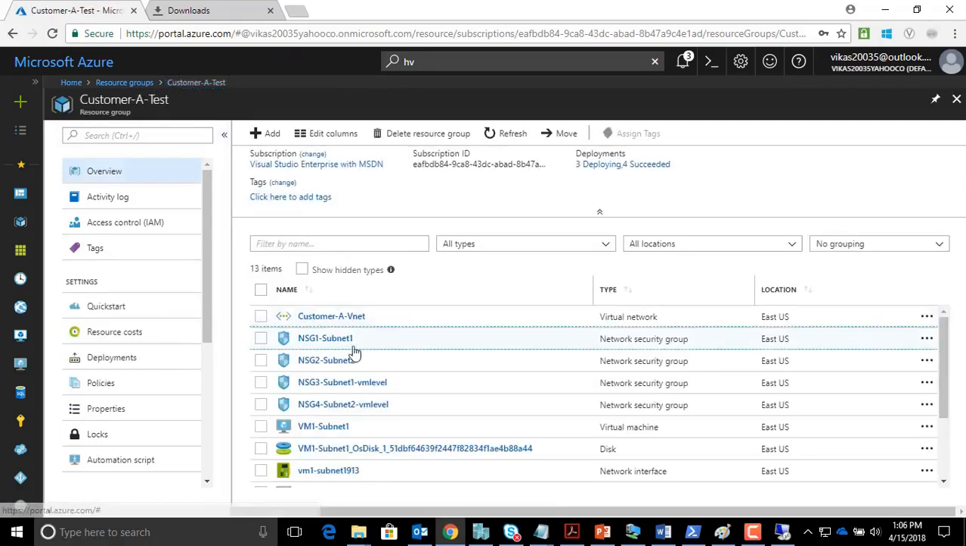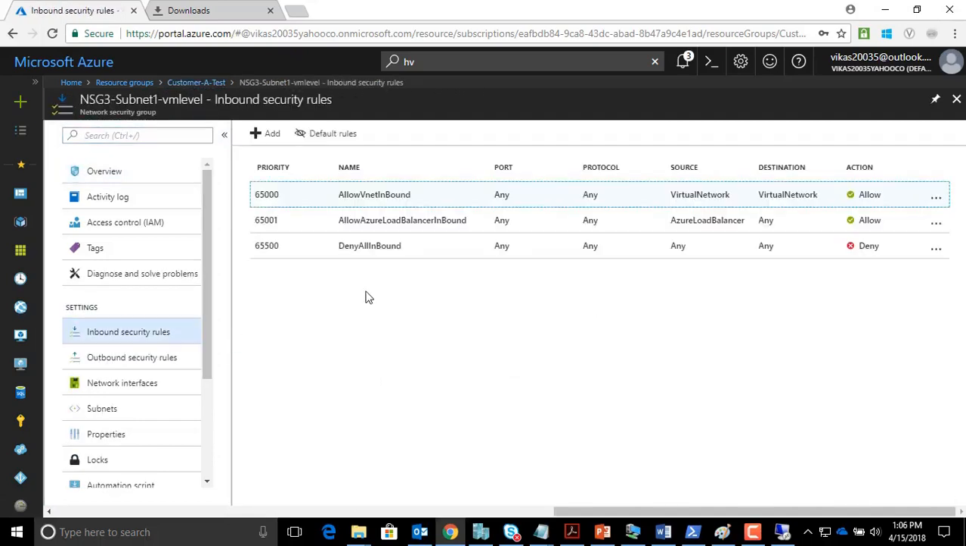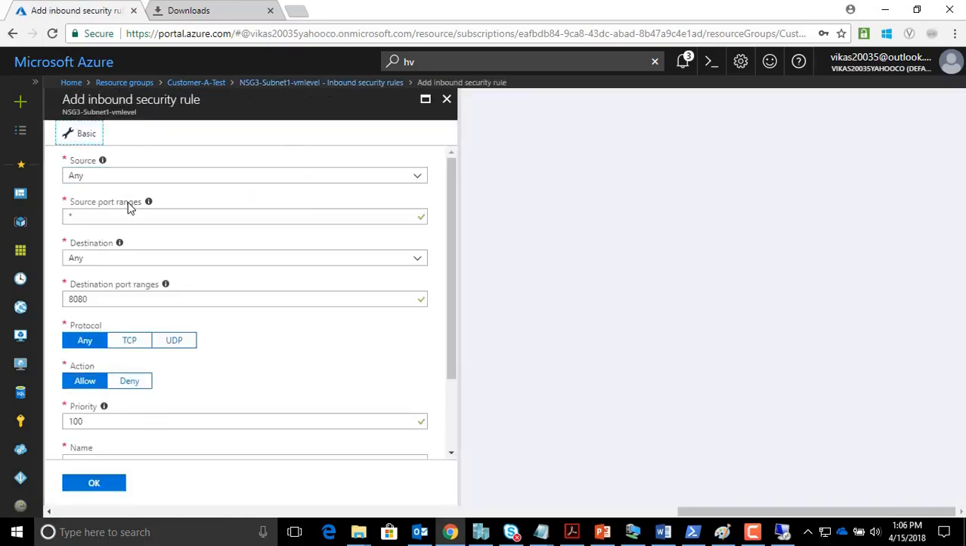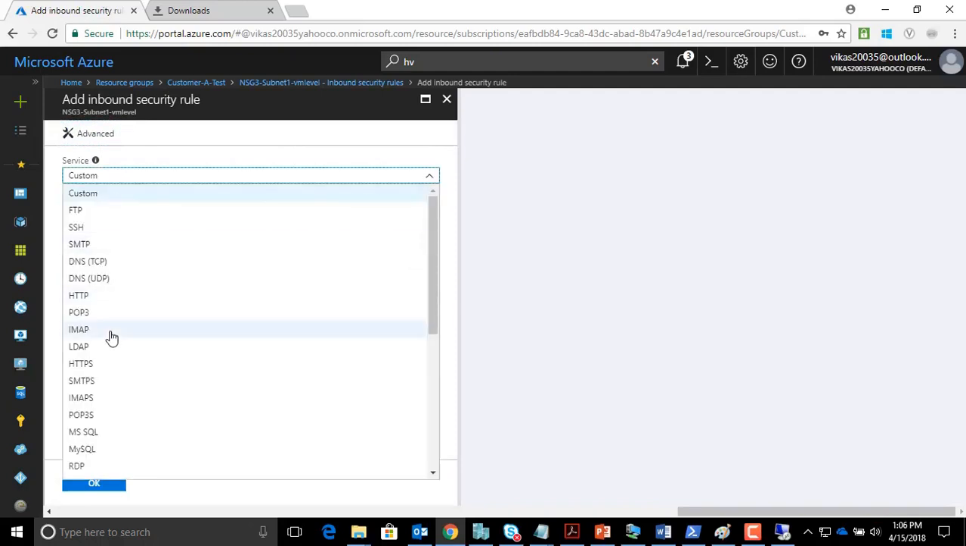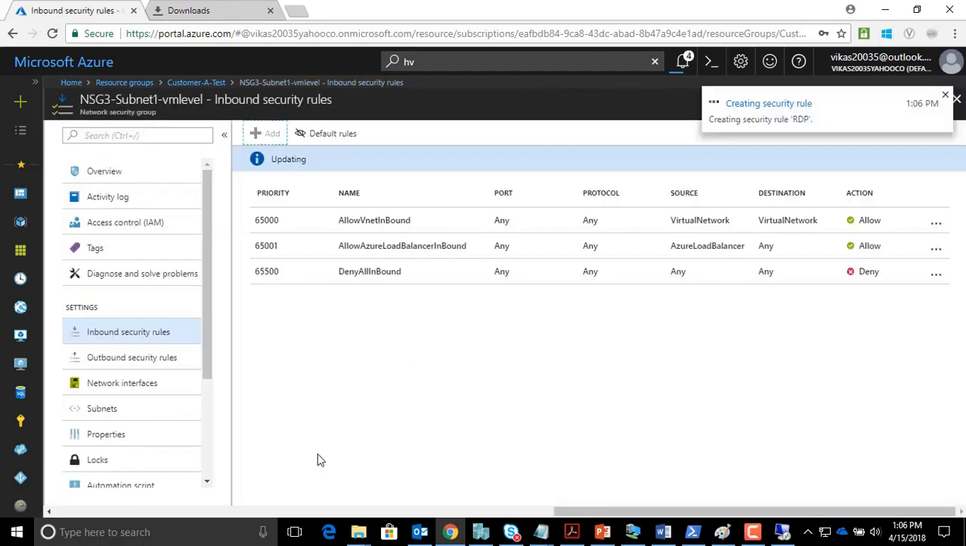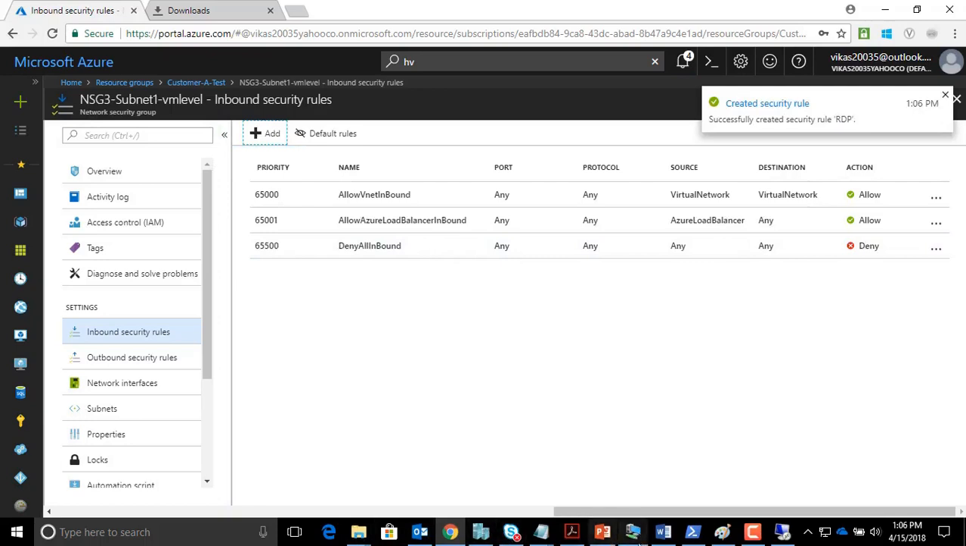Same way, I'll go to NSG3, which is VM level. Here also inbound RDP is not allowed. So I'm going to add inbound, again basic rule, RDP allow. So with this rule, RDP should be allowed on all the VMs based on subnet 1, which we can test in a couple of minutes. That's step 1.